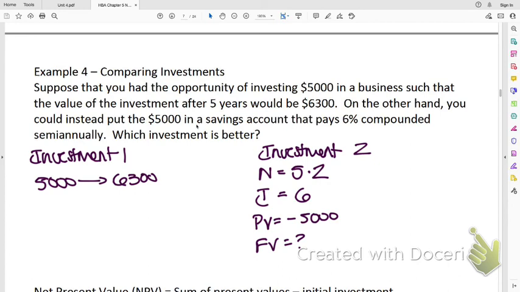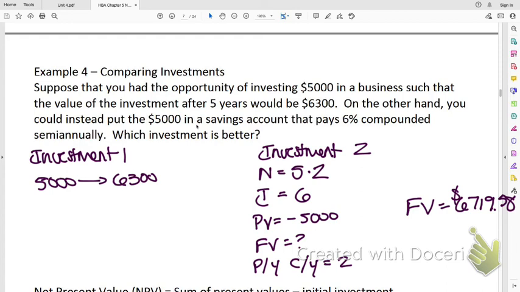And PY and CY are 2. So let's see what our future value is on that one. All right, so your future value on the second one, I get $6,719.58. Yes? Good?